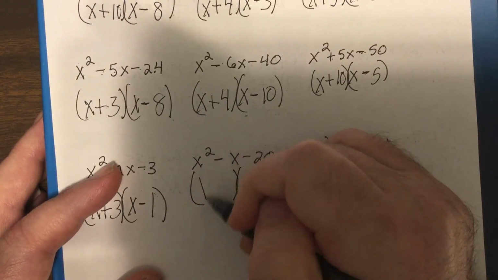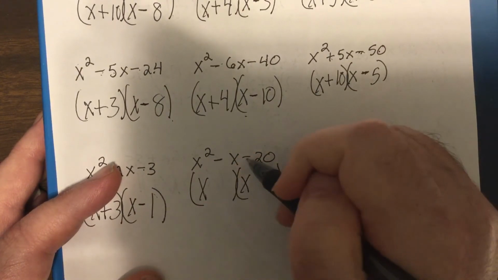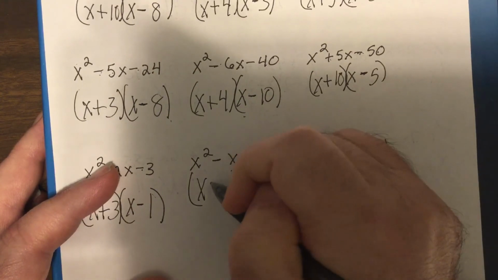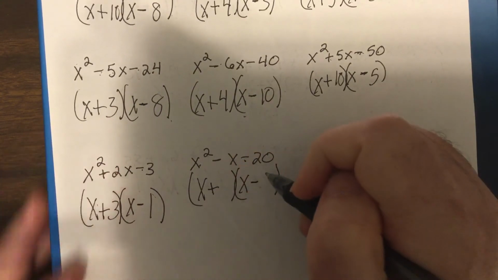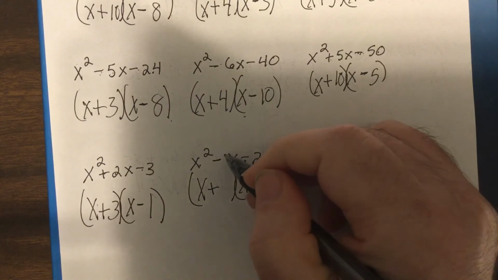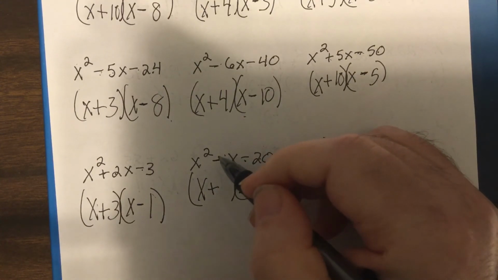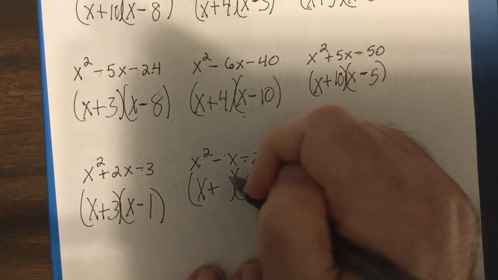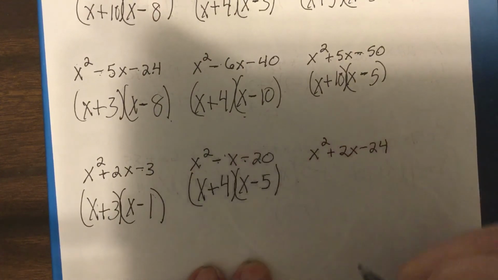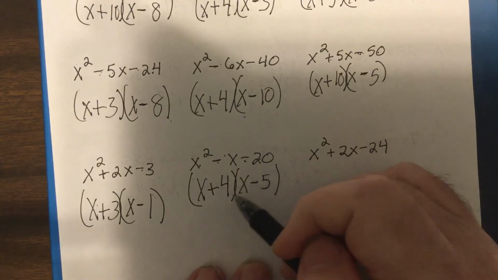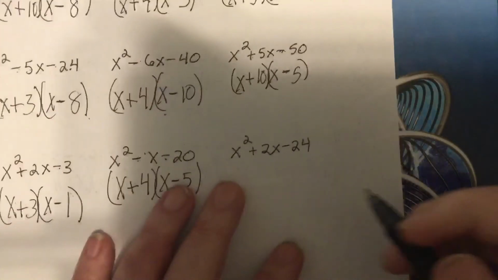So x squared's x and x. Last term's minus, so that would be plus minus. What do you multiply to get 20 but subtract to get 1? And that's 5 and 4. So the minus goes with the largest, that'd be 5, because the middle one's minus. So you get minus 5x plus 4x is negative 1.